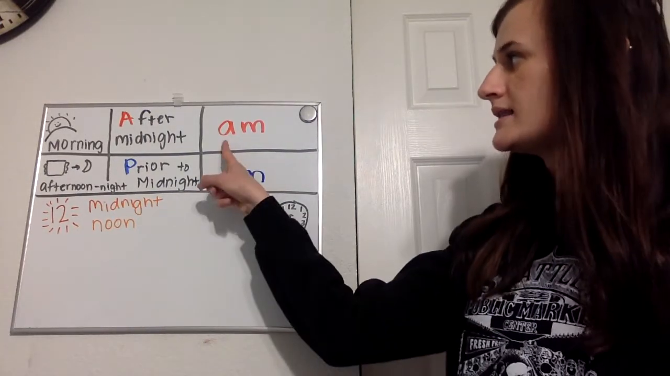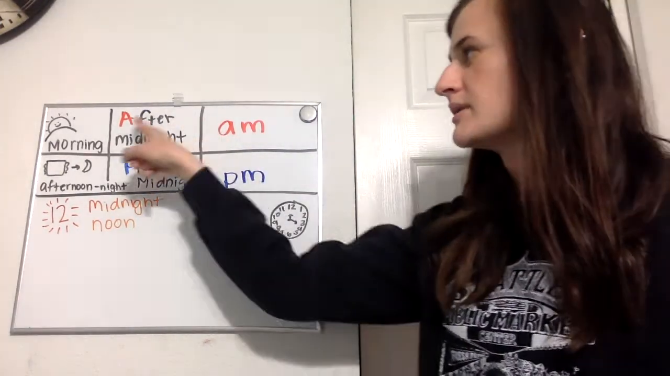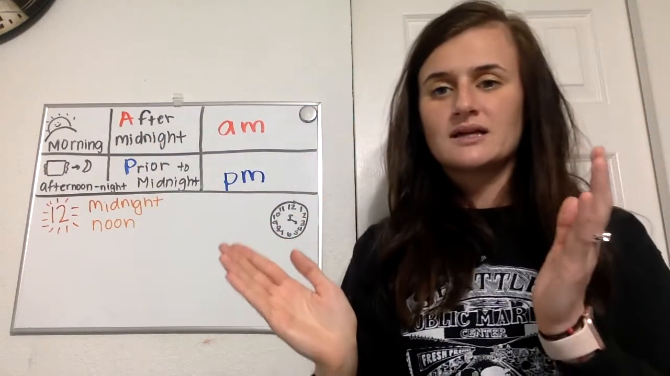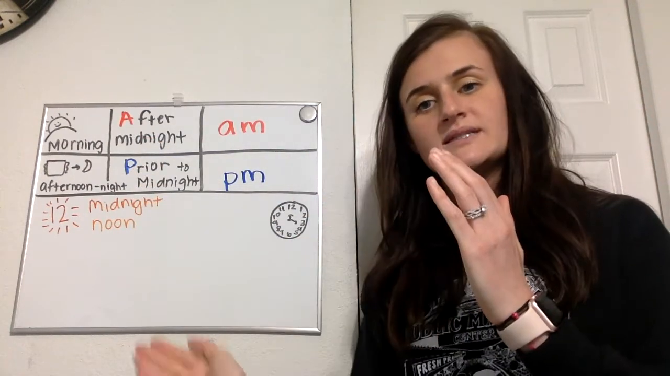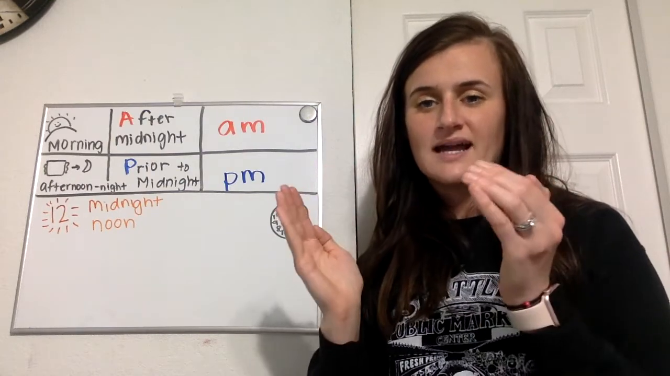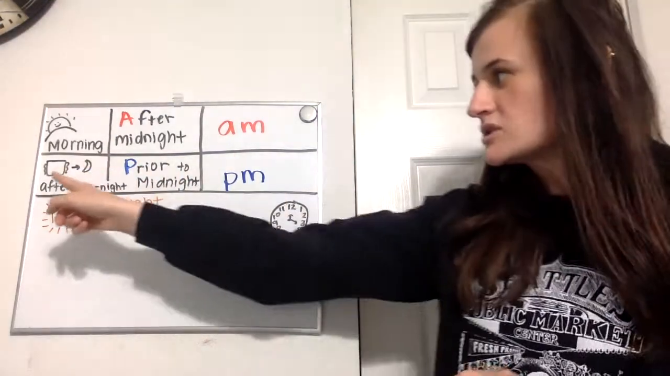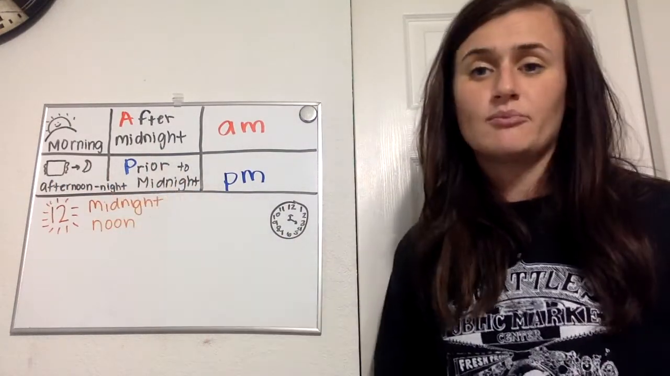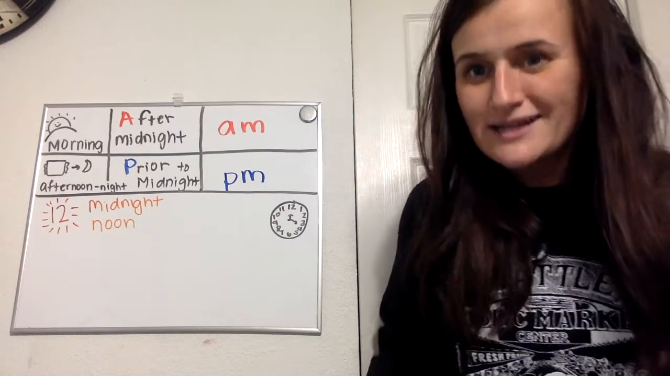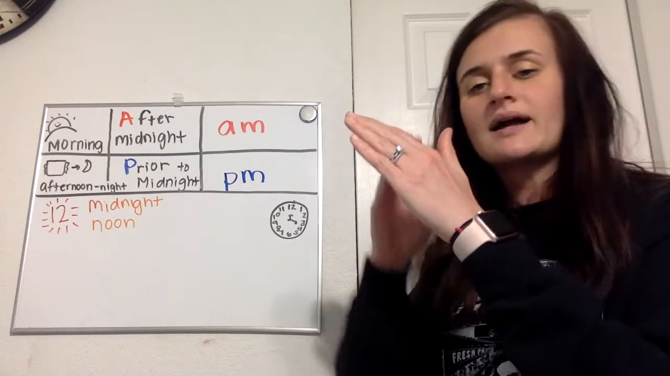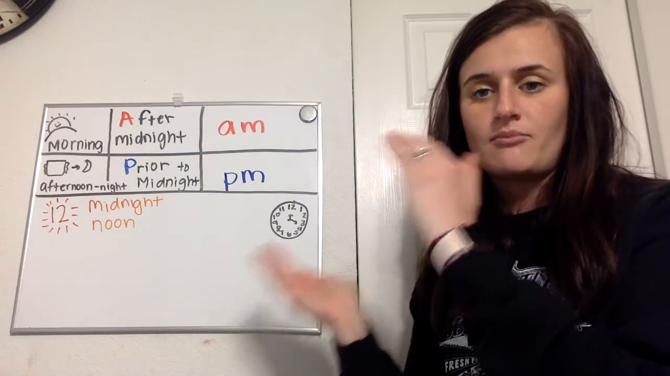So when I think of AM, I take that A and it makes me think after midnight. So all that time when the clock changes from midnight all the way to lunchtime, that is AM, after midnight. Now I think of PM, which is in the afternoon or night, as prior to midnight. Prior meaning before midnight. So that's that time between lunch at noon or 12 o'clock and the next day, midnight.